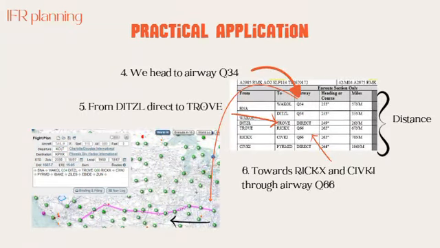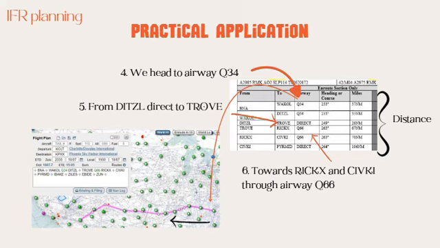Then we will head for Airways Quebec 34, with a heading of 253. Then we intercept Wacol with a heading of 253. We do the same with each en route section, based on the weather conditions in each area. Followed from Wacol to Ditzel, then intercept Trove with direct route to Airway Quebec 66.